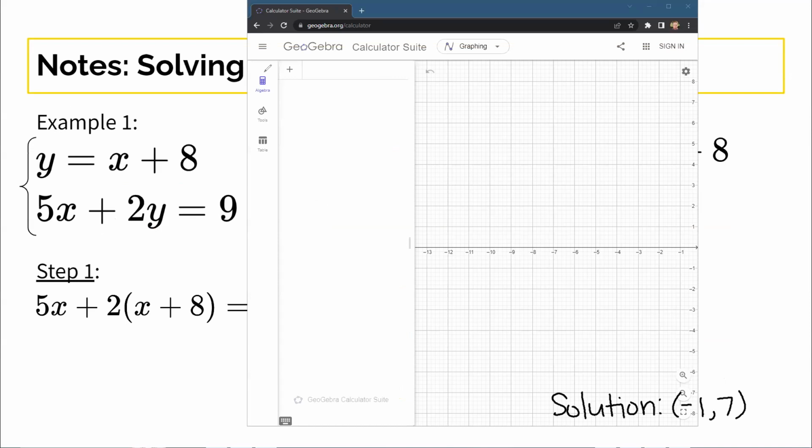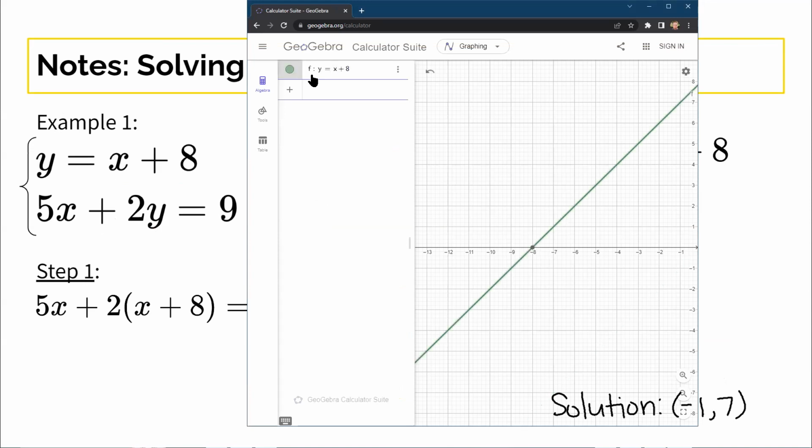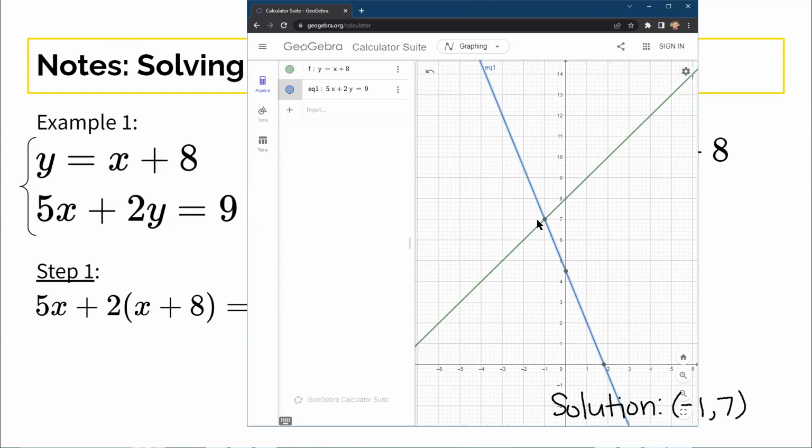So we're going to graph these two equations really quick. First one is y equals x plus 8, and then 5x plus 2y equals 9. And you can see they're crossing in the upper right-hand corner. I'm just going to drag this to recenter it. And when I click that point, I can see those intersect values are -1, 7. So we did this problem correctly, which is great news.